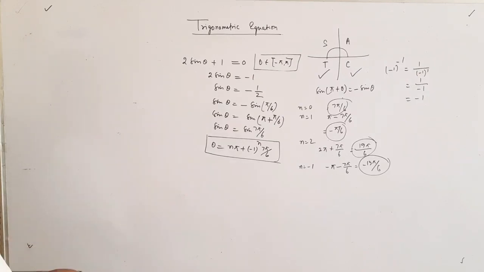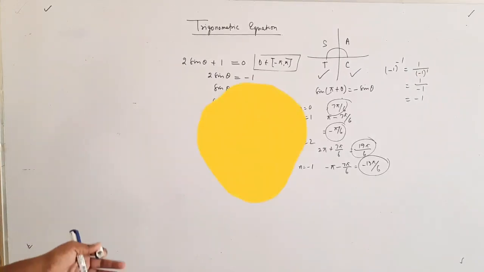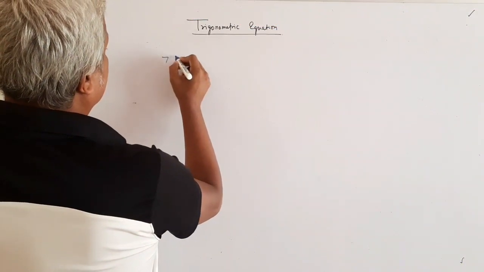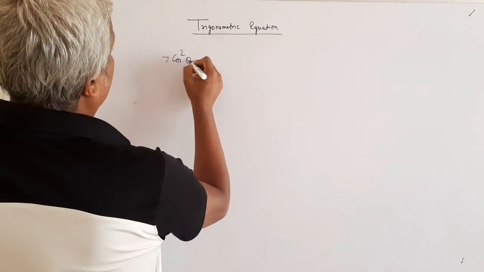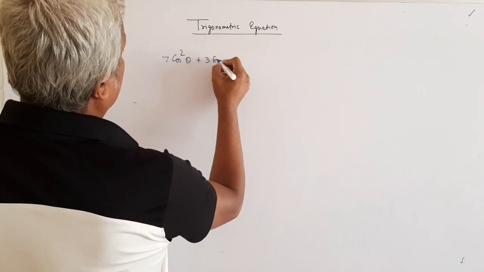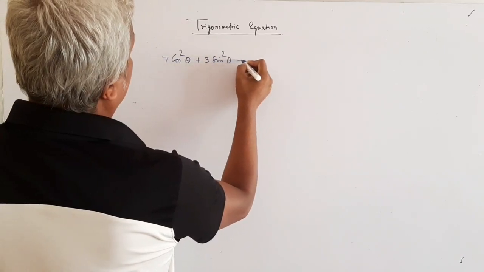Now let me clear the mess, and then I solve another equation just to elaborate for you. Now I have another equation which is 7 cos square theta plus 3 sine square theta equal to 4.